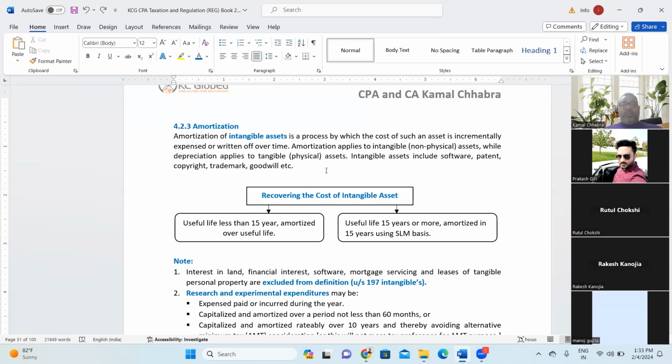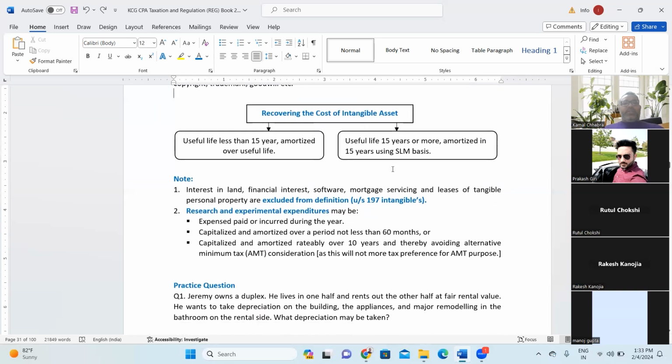Recovering the cost of intangible assets: there are two parts to it. First, if the useful life of the intangible is less than 15 years, then you need to amortize over the useful life, right? If the useful life is more than 15 years, then maximum you can amortize over 15 years.